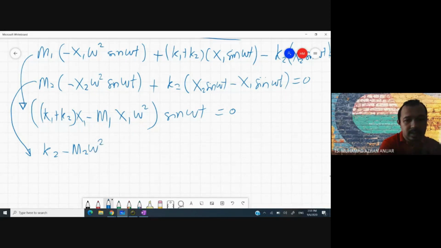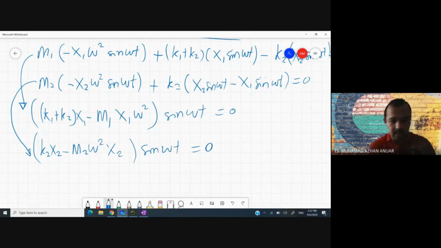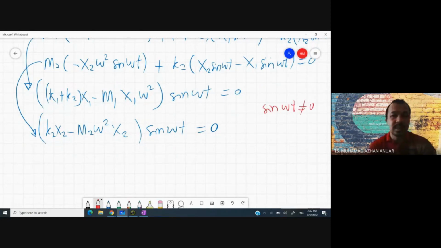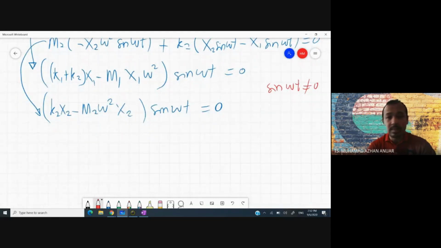All right, so let's put x1 straight away inside there. So you get k2 x2, this is x2, so factorize the sine omega t is equal to 0. Okay, so you get this expression, and we know that sine omega t will not be equal to 0. Otherwise, the whole equation will be equal to 0, so there's no vibration, no point we derived it. So sine omega t will not be equal to 0. So what are the terms equal to 0 in order to satisfy this equation?